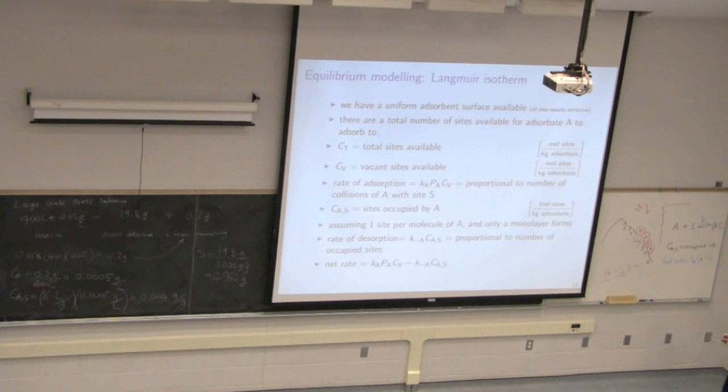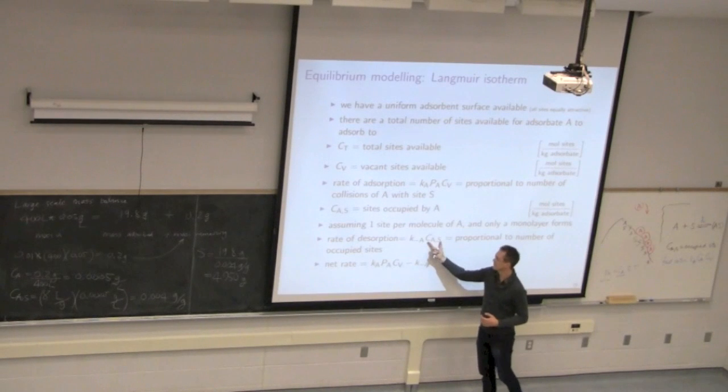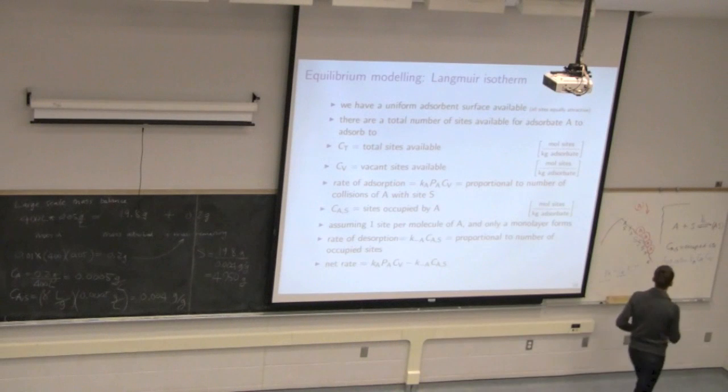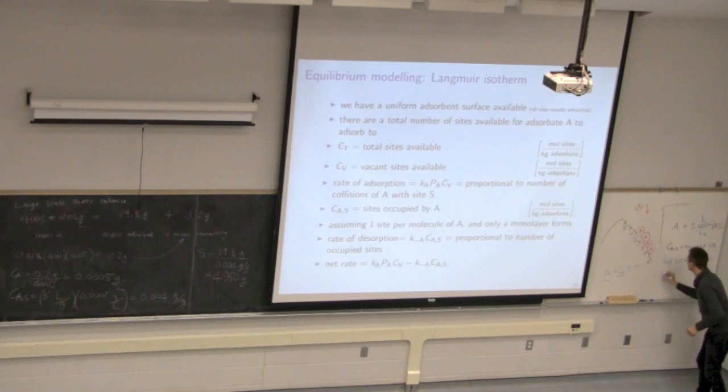Now, these molecules of A will adsorb and desorb from the site. So they'll load up as well as move away. And the rate of them desorbing is proportional to the number of sites that are occupied. So the reverse reaction rate constant, k_minus A, exists here as well. So we can run that reaction backwards, and that's proportional to the number of occupied sites. So the reverse rate is k subscript minus A times C_AS.